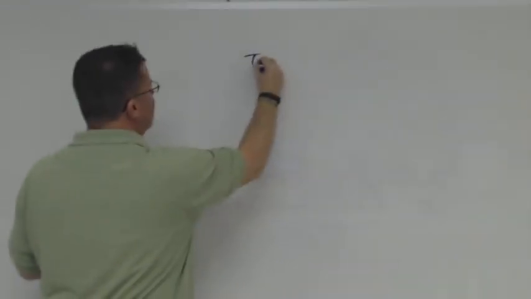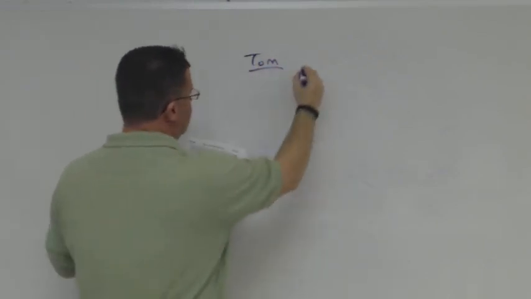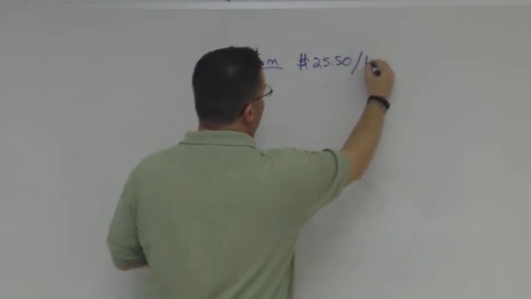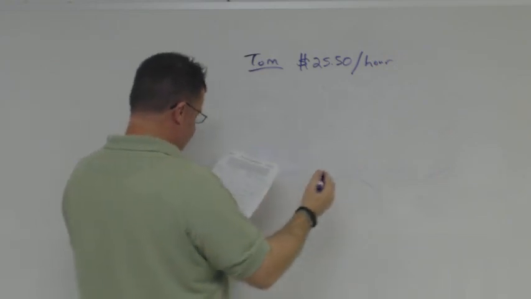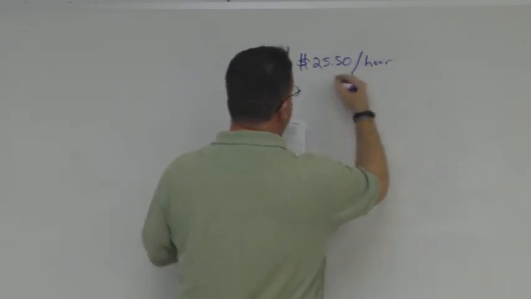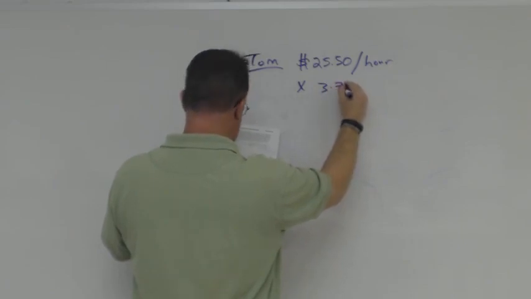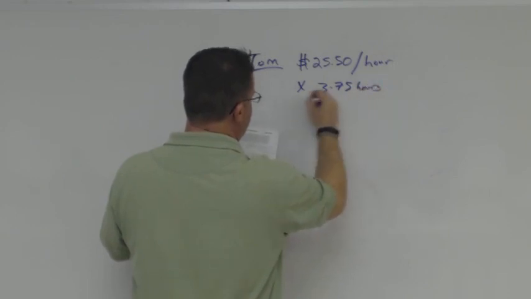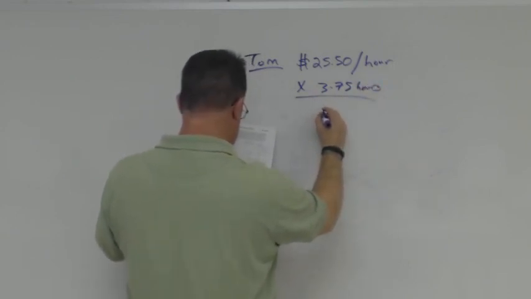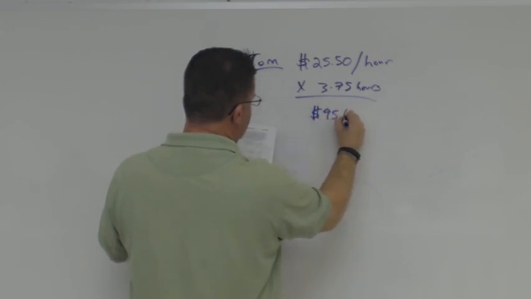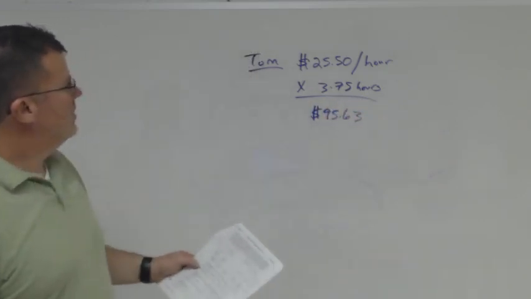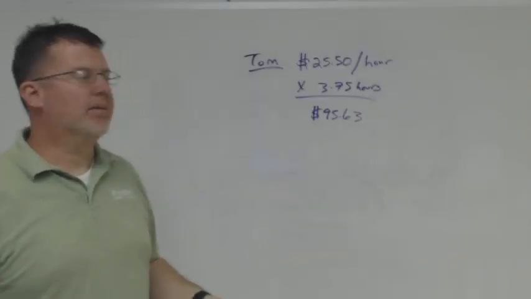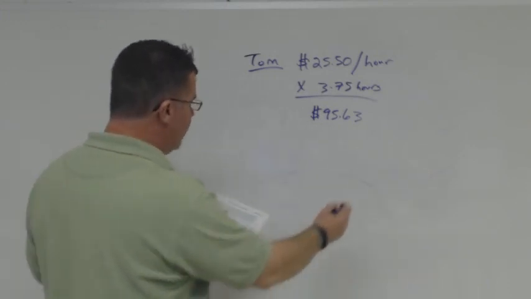Tom had 95.62 and Mike had 150. Tom was $25.50 per hour: 76.50 plus 19.13 equals 95.63. He worked 3 hours and 45 minutes, so he had the 95.